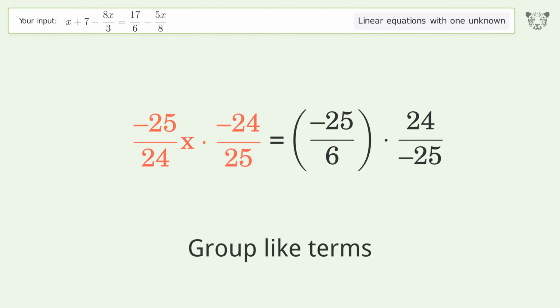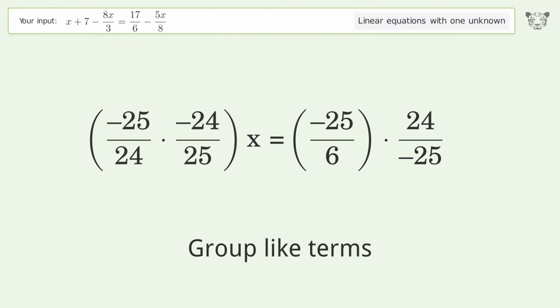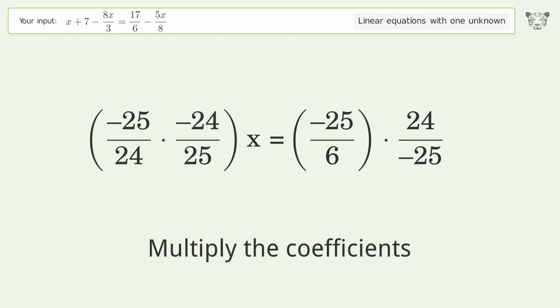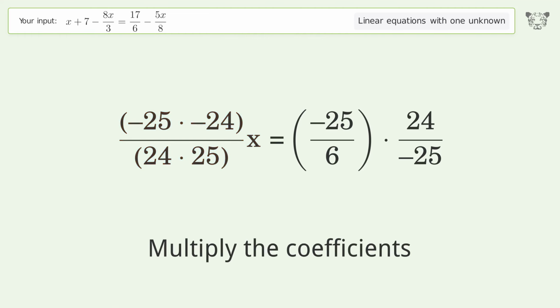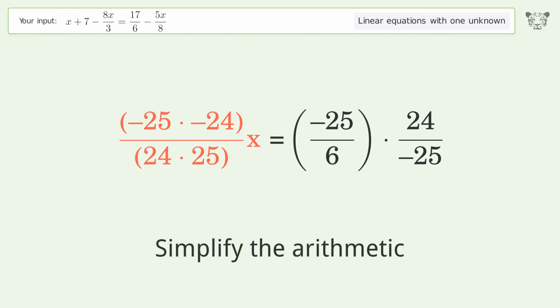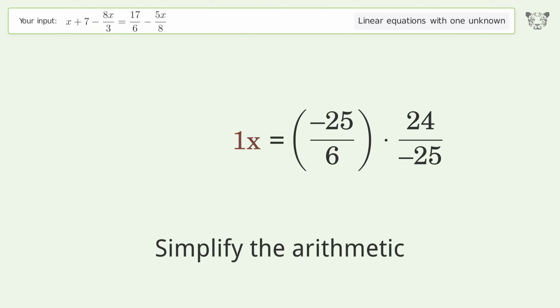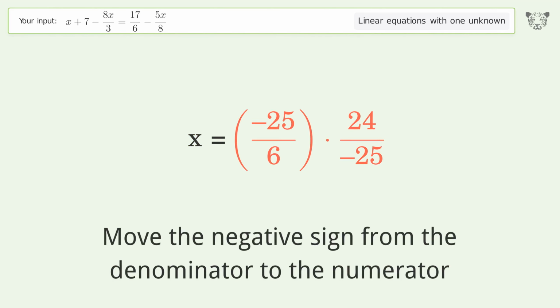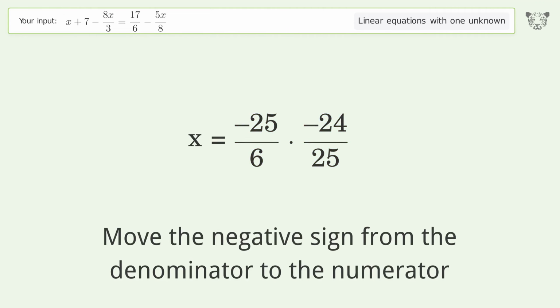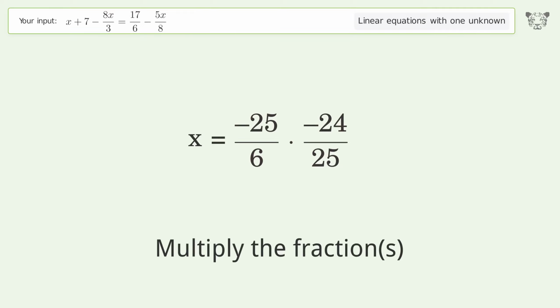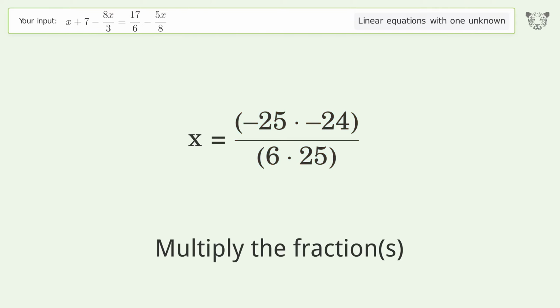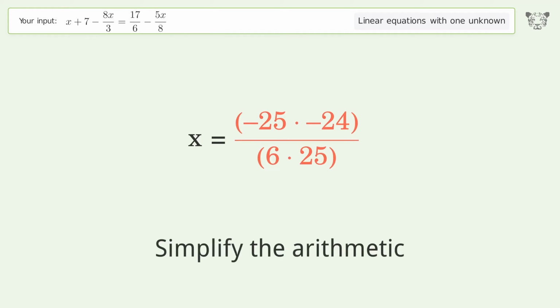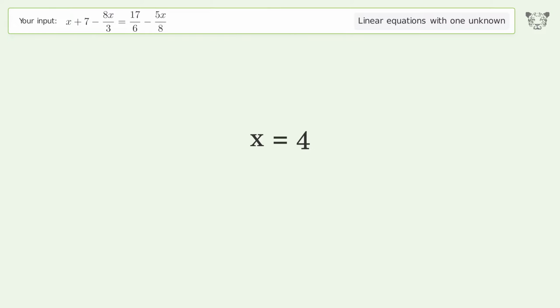Group like terms. Multiply the coefficients. Simplify the arithmetic. Move the negative sign from the denominator to the numerator. Multiply the fractions. Simplify the arithmetic. And so the final result is x equals 4.